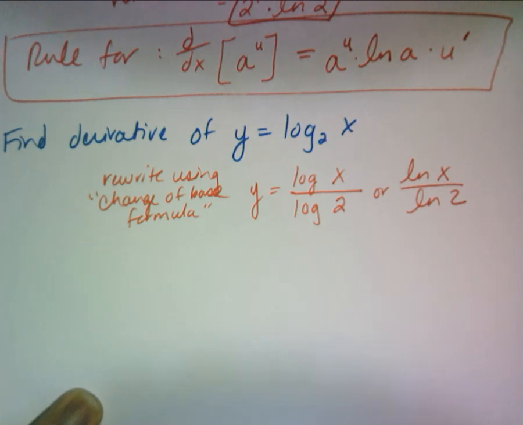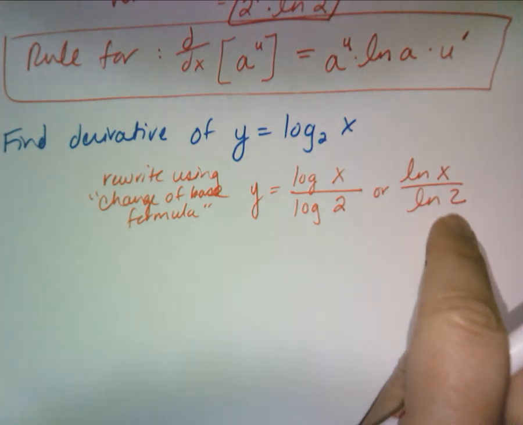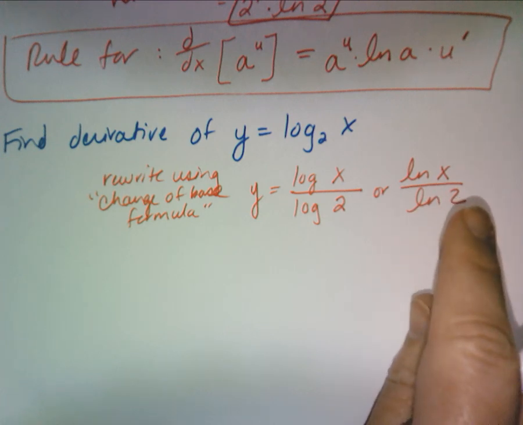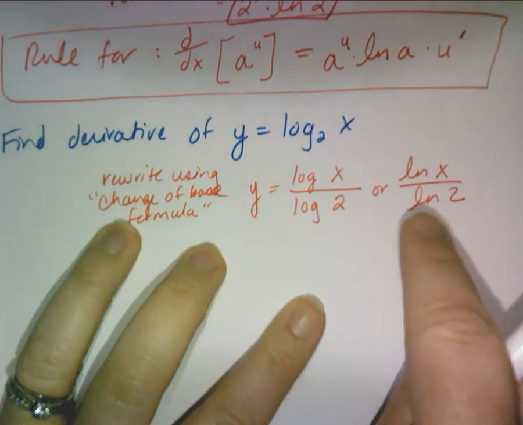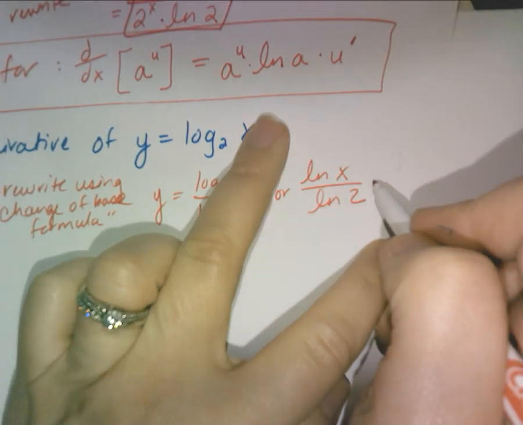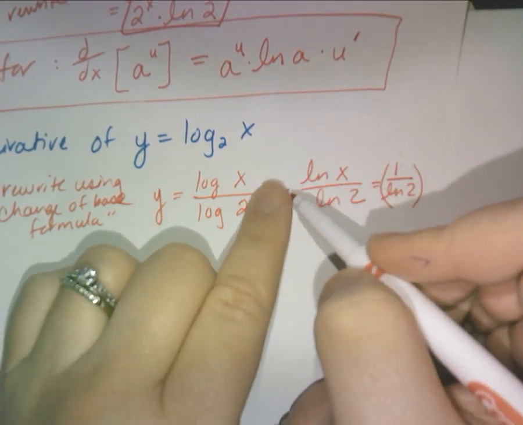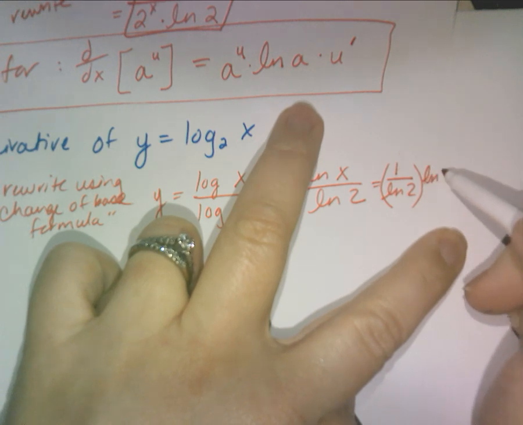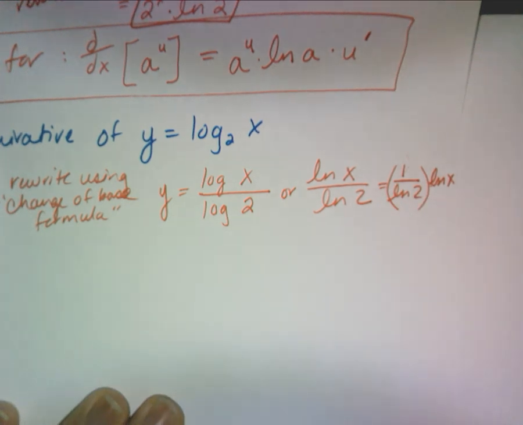Now, here's what you're going to have to get inside your head if you haven't gotten it already. ln 2 is a number, right? It's like 5. It's like pi. Okay, ln x, that's a totally different thing you're going to have to do a derivative on. But ln 2 is just a number. So I could even rewrite this, even a better way, would be 1 over ln 2. That's like the coefficient pulled out to the side, and then ln x. And now I'm going to take a derivative of that.